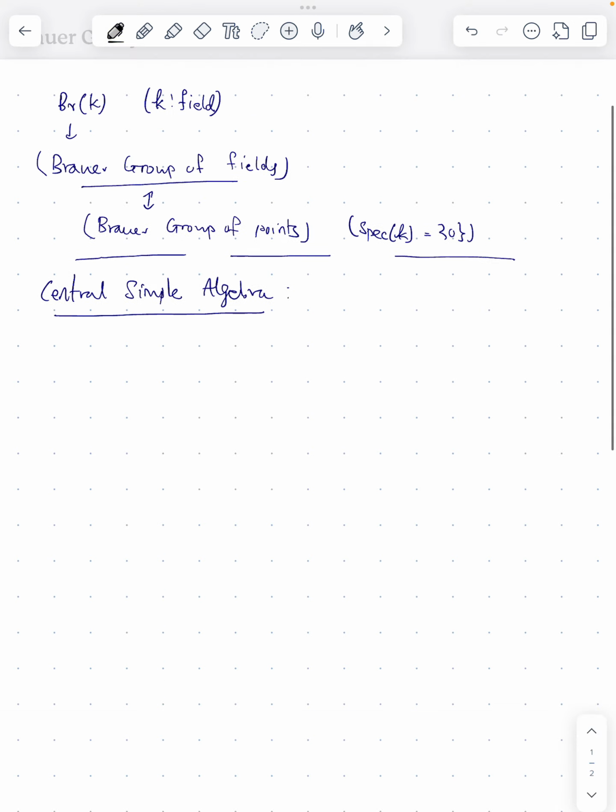So anyway, I was saying, to understand the Brauer group, one first needs to know what a central simple algebra is. So for me, K will be the field throughout. Let's just fix this notation once and for all, at least for the first few videos: K is the field.